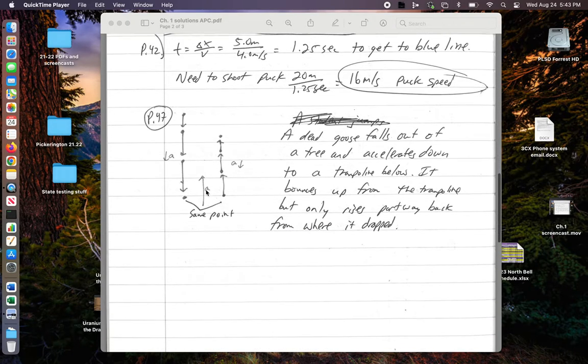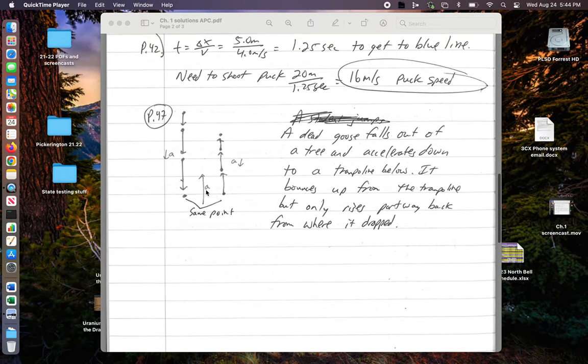For problem 42, we're trying to find the speed that this hockey puck was shot. Someone is 5 meters behind the blue line and they're skating at 4 meters per second. And there's someone 20 meters behind the blue line, who's taking the shot.